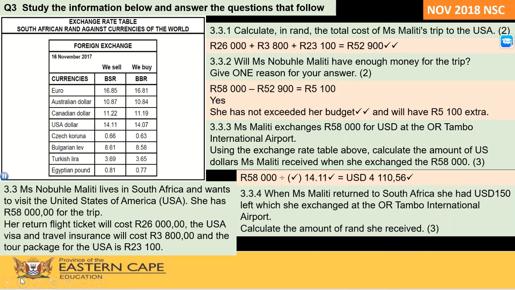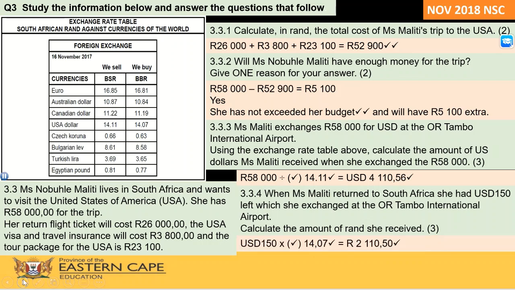And remember how we determine that. We ask ourselves the question, what is the bank doing with the foreign currency? In this case, Ms. Maliti took her 150 US dollars. She wants to exchange them for rand. Therefore, the bank is buying the US dollars from Ms. Maliti. And you will see the answer up on the screen now. You have your 150 US dollars. We have to multiply. We have to use the bank buying rate, which will give her the amount on the screen at the moment.